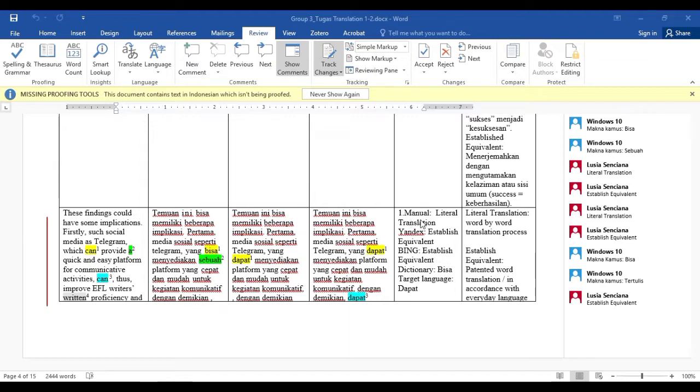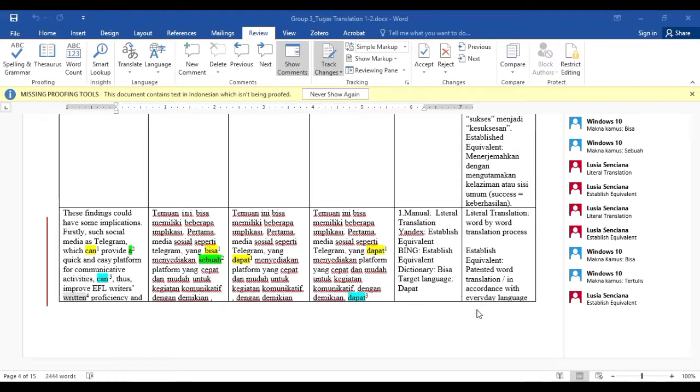In the manual translator, using literal translation. Literal translation is word by word translation process, and the Yandex and Bing translator using established equivalent. It is a patent word translation or in accordance with everyday use.